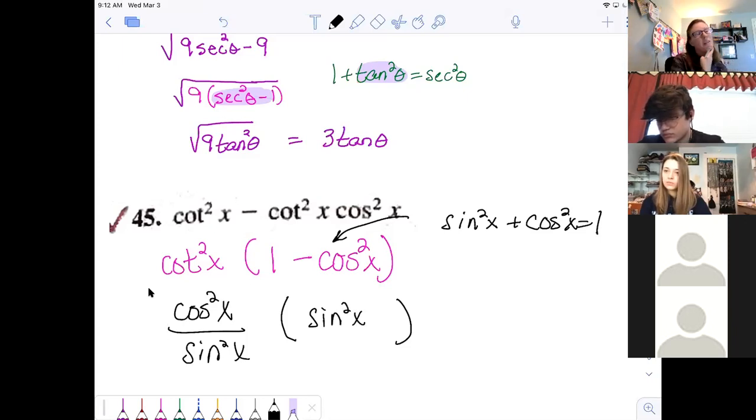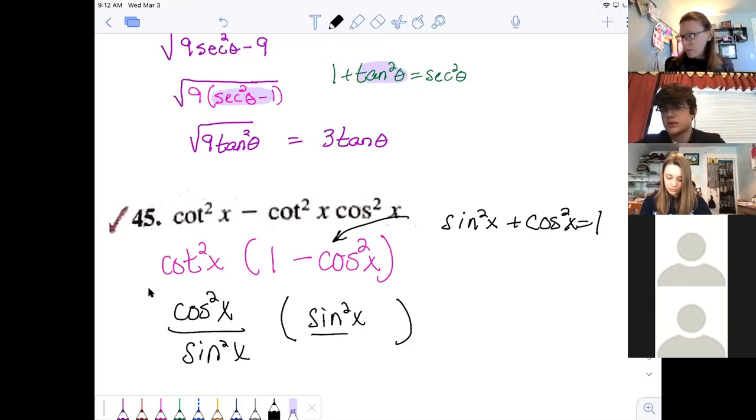So sometimes doing an algebraic step first, instead of trying to do a trig step first, switches the problem a little bit and pulls out that cotangent. So yes, you need to change cotangent, but I would say factor first and then change the cotangent.